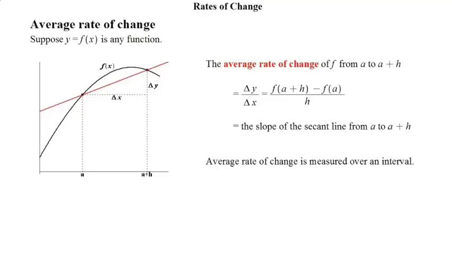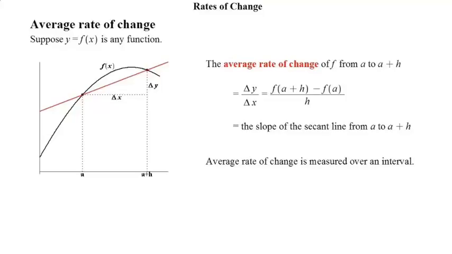So here is a quick review of the definition of the average rate of change. We're going to have a function, f of x, and an interval of x values, which we're going to label as from a to a plus h. And the average rate of change from a to a plus h will be the change in y, denoted by delta y, divided by the change in x.